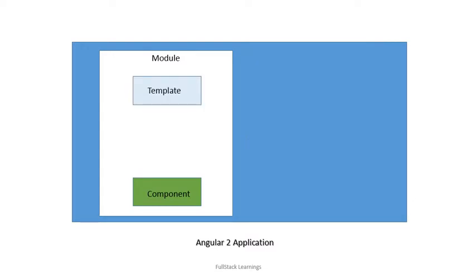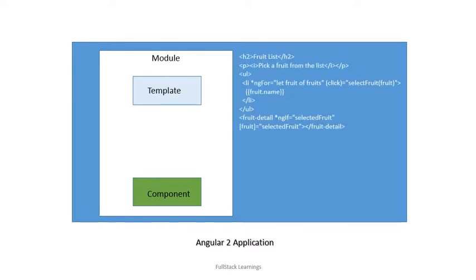Now, template. The component's view can be defined by using a template, which is a form of HTML that tells Angular how to render the component. For example, this is a simple template which shows how to render the fruit list and display the selected fruit.